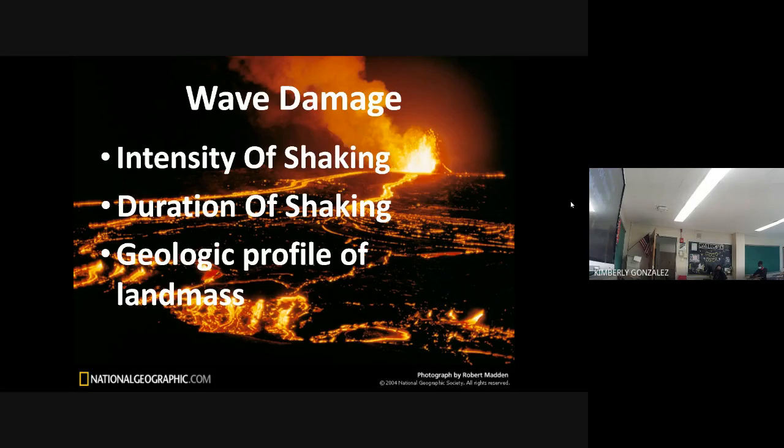Now, so that takes the intensity, how hard I shake you, versus how long I shake you. Right? If the shaking is strong, it's going to cause a lot of damage. If the shaking takes a long period of time, it's going to cause a lot of damage. If it's both, it's going to cause a buttload of damage. Buttload being a scientific term. Okay? Now, the third thing, geologic profile of the land. What does that mean?